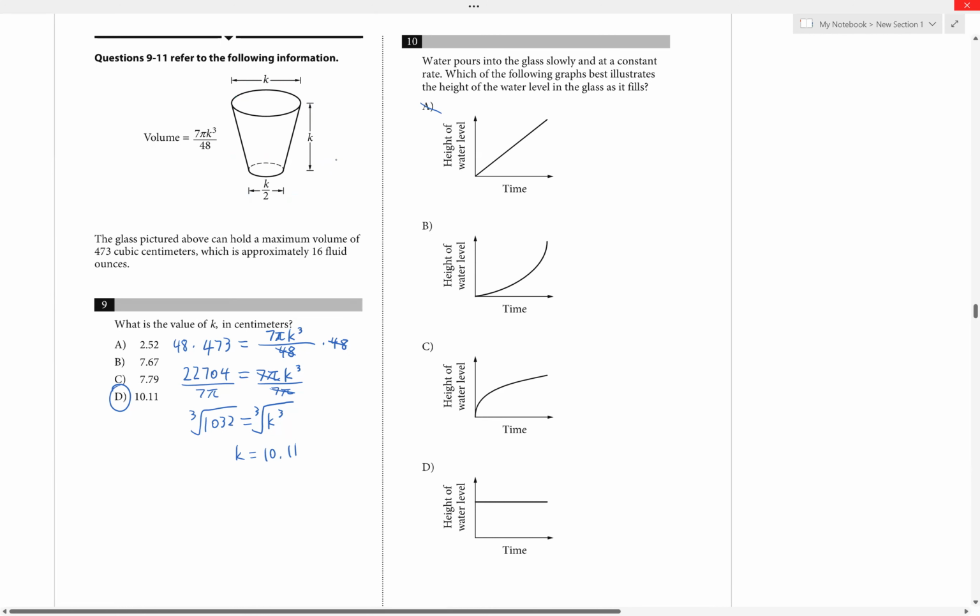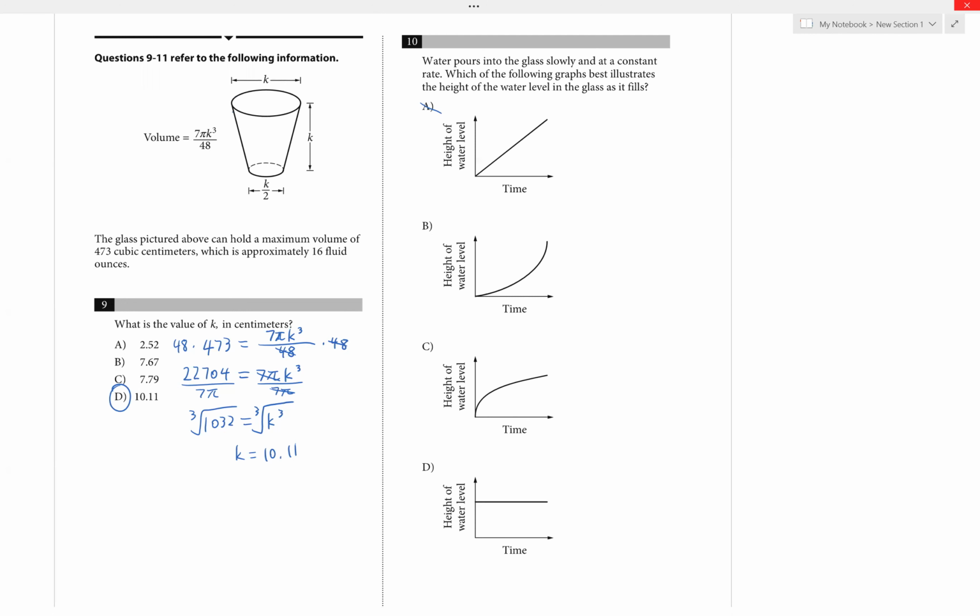So even though we pour in water at a constant rate, the height of the water level won't increase at a constant rate because it's wider on the top. The water level will rise faster at the bottom and then become slower on top because it's wider. It's going to hold more water as we go to the top. So even though we're adding water at a constant rate, the actual water level will tend to slow down as we go towards the top.